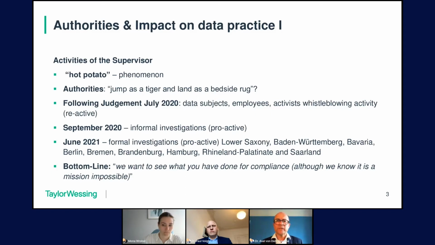However, and that's what we learned from the authorities, they say, if they reach out to companies, we want to see what you have done for compliance, although we know it's a mission impossible. So this is a little bit the situation where we are. Everyone knows it's super complex. The authorities have not yet stopped the data transfers, which they could have. So the world is still turning around in the data protection transfer world, but the risk is still there.